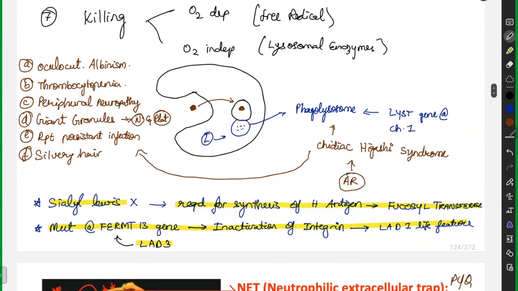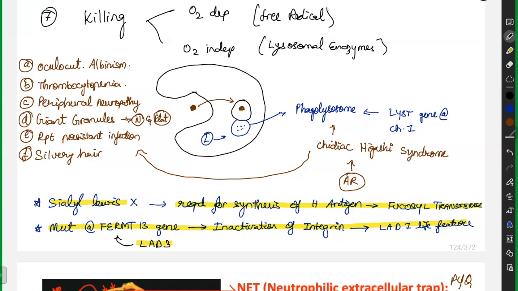Clear? So remember, the phagolysosome defect is due to the LYST gene at chromosome 11. It is an autosomal recessive disorder called Chediak-Higashi syndrome. Chediak-Higashi syndrome presents with oculocutaneous albinism, thrombocytopenia, peripheral neuropathy, giant granules, repeated persistent infections and silvery hair. Sialyl Lewis X requires fucosyl transferase for the synthesis of H antigen.